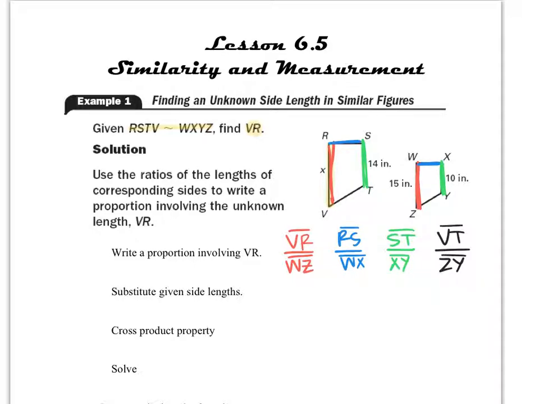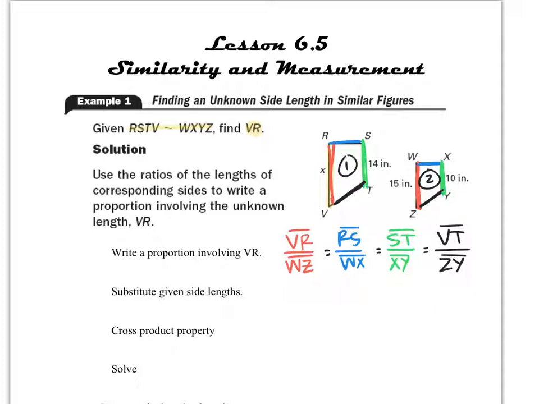Now notice in all of these that I started with this bigger figure on top and the smaller figure on the bottom. It doesn't matter which one goes on top and which one goes on the bottom as long as you are consistent. Now, based on the property of similar figures, we know that all of these ratios are equal to each other, therefore forming proportions.